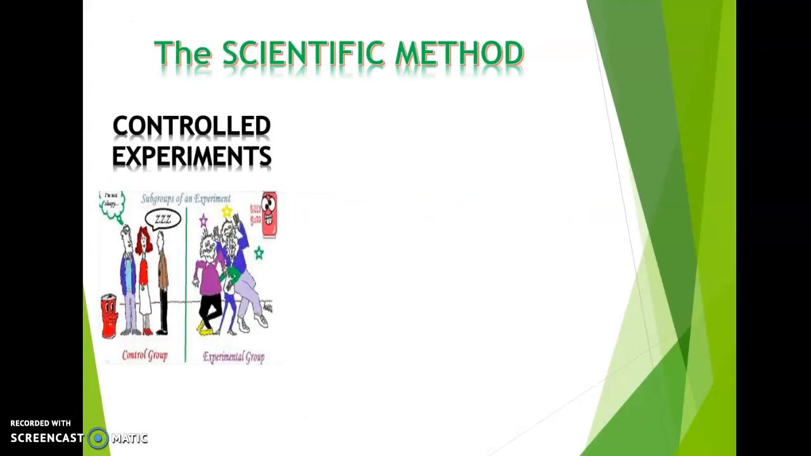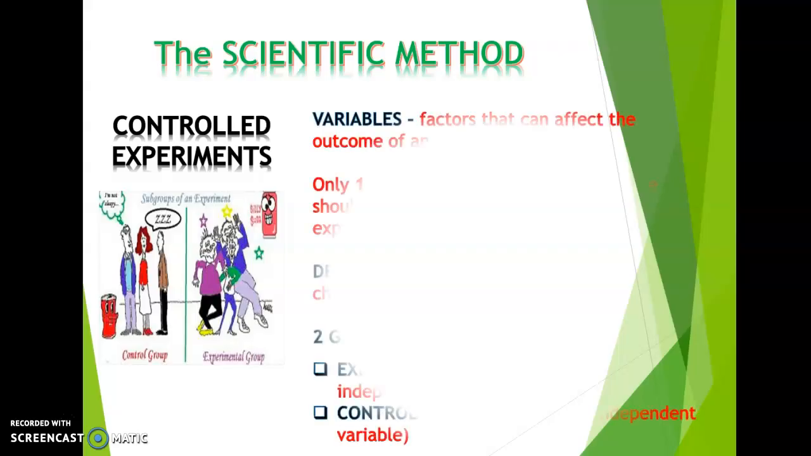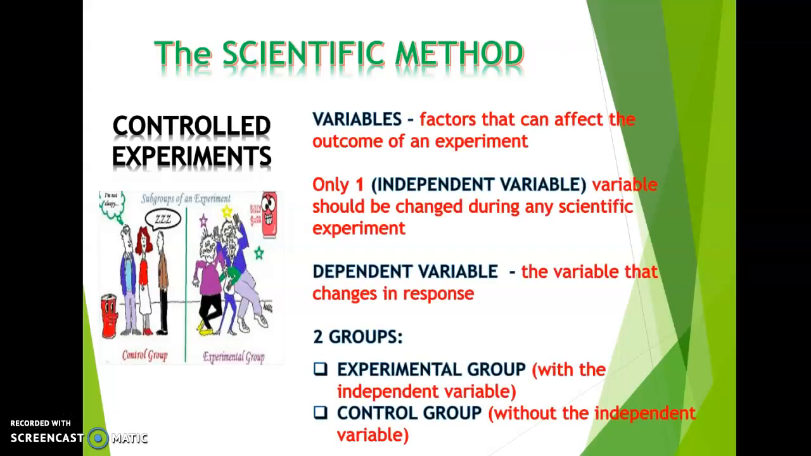Next, we have to see if our hypothesis is correct. We're going to do that by developing an experiment or a test. And as I mentioned, the test or experiment we like to use in science is called a controlled experiment. Now, in order to understand a controlled experiment, you first must understand that there are things called variables. A variable can be any factor that can affect the outcome of an experiment.